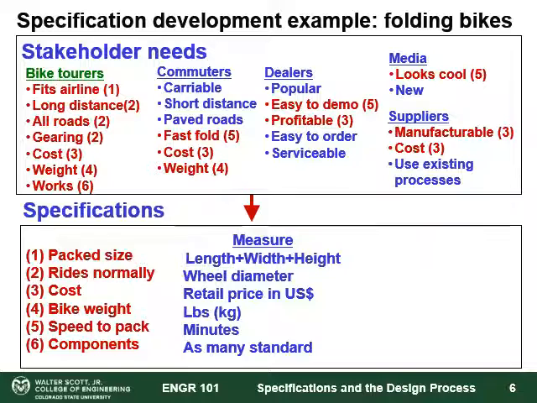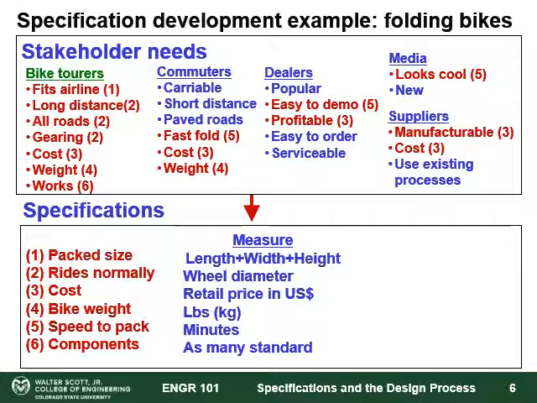So the most critical things then, once you have that list, are to make sure that every single one of these is measurable. And you can see here what I've done in terms of generating measures for each of these. Rides normally is one of those tough ones to define a specific measure for, and so I'm using a surrogate, which is it needs to have the same diameter wheels as a normal bike, and that turns out to be a reasonable surrogate in this market.